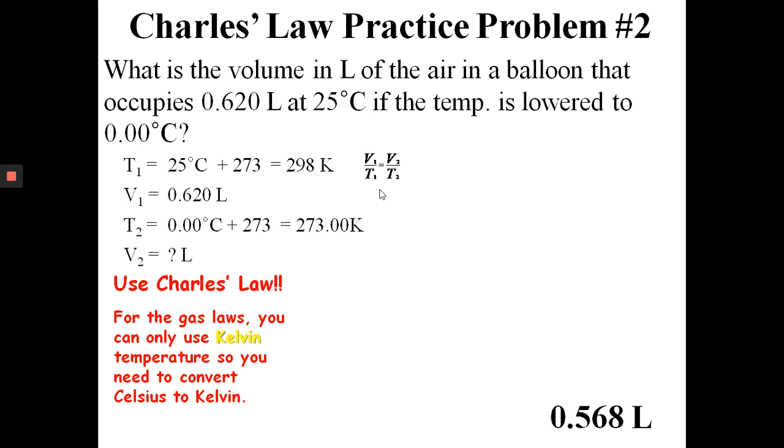So the Charles' law, V1 over T1 is equal to V2 over T2, and we are solving for the V2 this time. So we are going to use the literal equation to rearrange the formula to solve for the V2. V2 is equal to V1 times T2 divided by T1. We are going to plug the numbers into the formula, and then calculate this using the least significant figures for the multiplication and division, which is going to be 0.568 liters.